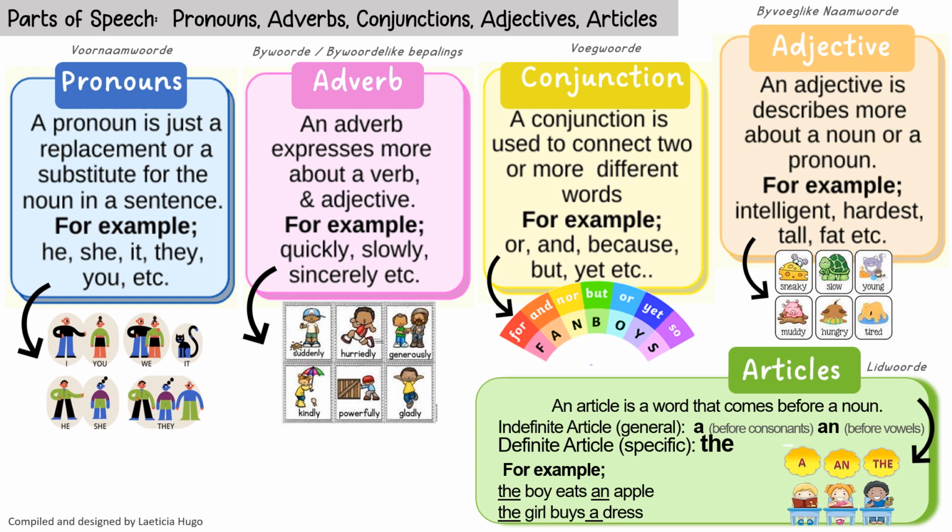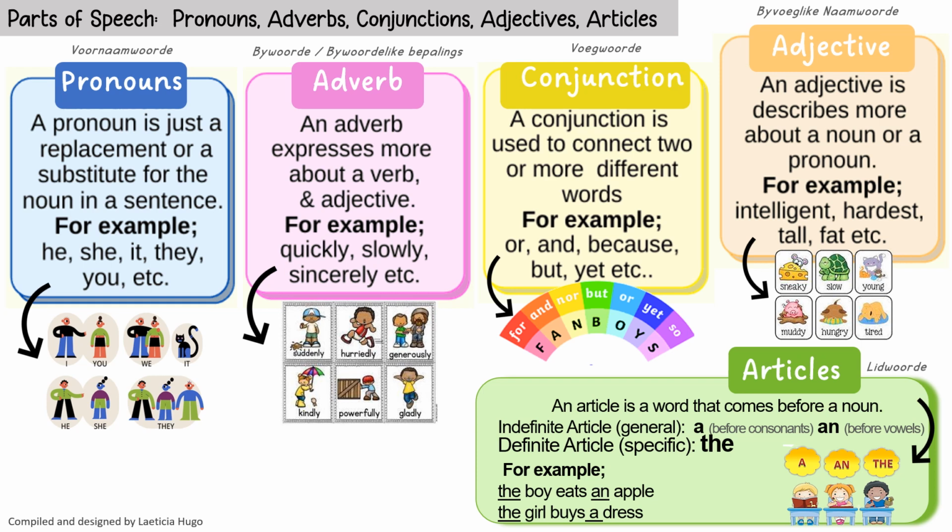Then in the peach colored block, the adjective. An adjective in Afrikaans is byvoeglike naamwoord. So an adjective describes more about a noun or a pronoun. Remember, a noun, that is a person, a place, an animal or a thing. So if we say, "this is a brown table", the brown is the adjective because it says more about the noun. The noun is a thing, which is a table. Or we can say, "the pretty girl runs towards her mother."